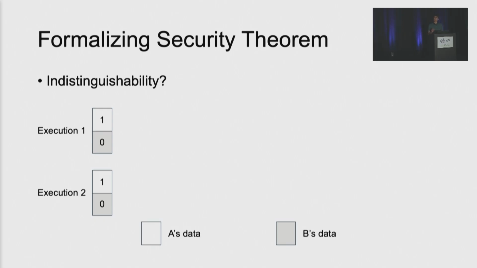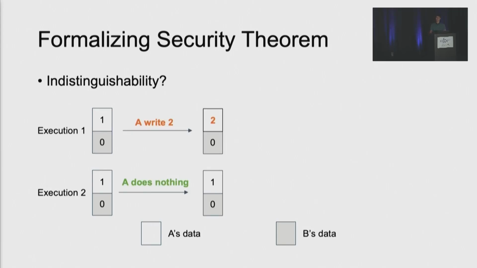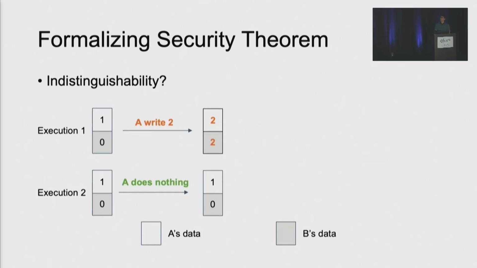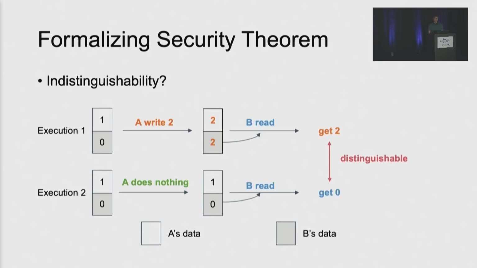Indistinguishability is a technique to discover information flow. In the example, we use white blocks to represent A's data and gray blocks to represent B's data. Let's consider the following two executions of A. A writes 2 in the first execution, but does nothing in the second execution. If B cannot read different values and distinguish these two executions, there is no information flow from A's write to B. However, for example, if A's write also modifies B's data, B will distinguish these two executions by the read.